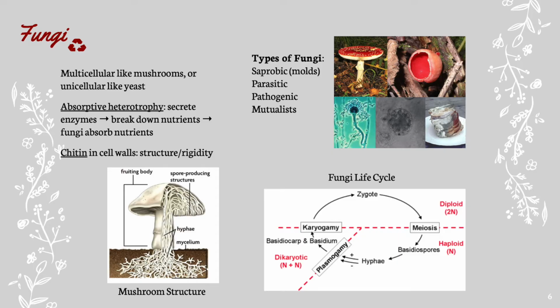Additionally, fungi reproduce both sexually and asexually, going through a complex life cycle consisting of haploid or N, diploid or 2N, and dikaryotic or N plus N stages. The concept of haploid and diploid was discussed in our General Biology 1 video, and dikaryotic basically means that the fungal cells contain two nuclei, but they're not fused like diploid cells are.